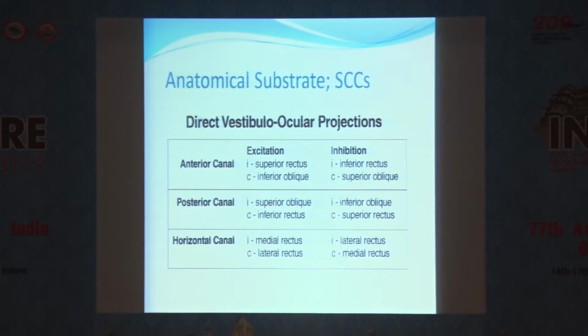Now this is showing the connections of the anterior, posterior and horizontal canals. As you know, the anterior canals are exciting the elevators, that is the superior rectus and the inferior oblique, and the posterior canals are exciting the depressors, and they are going to inhibit the opposite muscles. So anterior canal dominance will produce an elevation, and posterior canal dominance will produce a depressing effect.